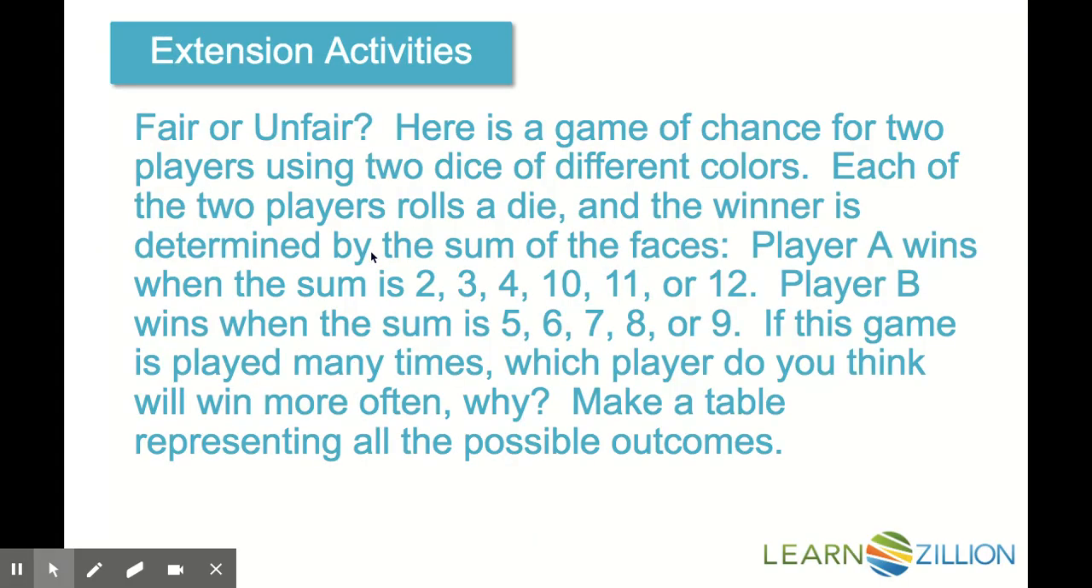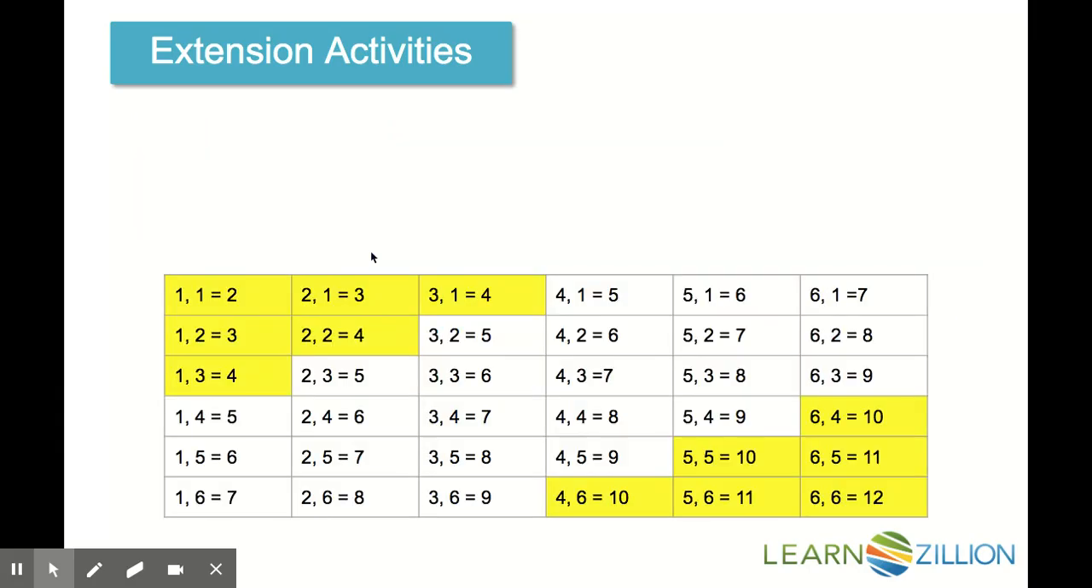Fair or not fair? Here is a game of chance for 2 players using 2 dice of different colors. Each of the 2 players rolls a die, and the winner is determined by the sum of the faces. Player A wins when the sum is 2, 3, 4, 10, 11, or 12. Player B wins when the sum is 5, 6, 7, 8, or 9. If this game is played many times, which player do you think will win more often and why? Make a table representing all the possible outcomes.